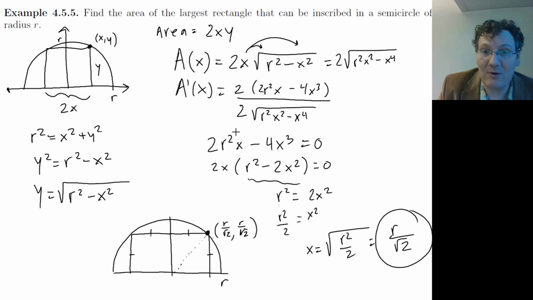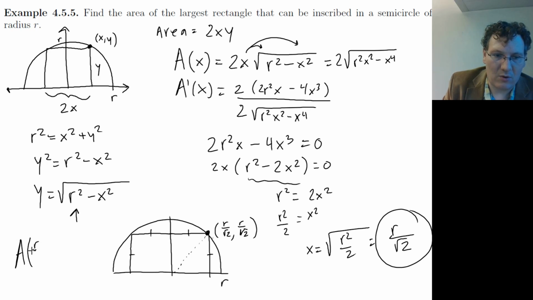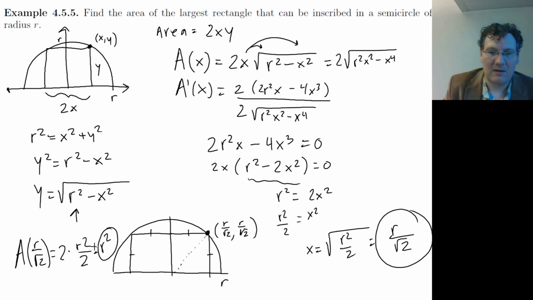If we're trying to find the area of the largest rectangle, it's going to be 2 times x times y. Well, y is equal to x, it turns out, because you could plug this into this relationship here and you'd get that. So the area at r over root 2 is going to be 2 times r squared over 2. That's just r squared. That's the largest rectangle that can fit into this.